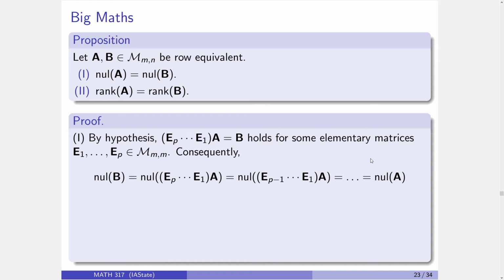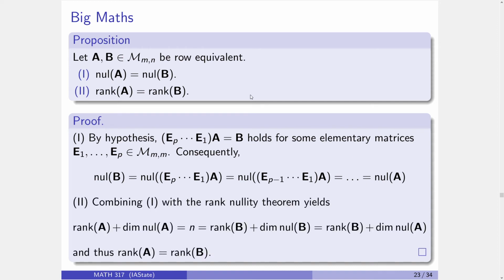All right, now this tells us that the rank of two row equivalent matrices must be the same by the rank nullity theorem. We know the rank of A plus the dimension of the null space of A is the number of columns of the matrix. B has the same number of columns, so its rank plus the dimension of its null space must also equal n. But by 1, we know that the null space of B is the null space of A, so we can subtract them off and then get that the ranks are the same.